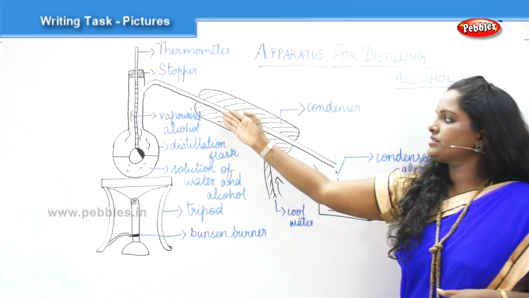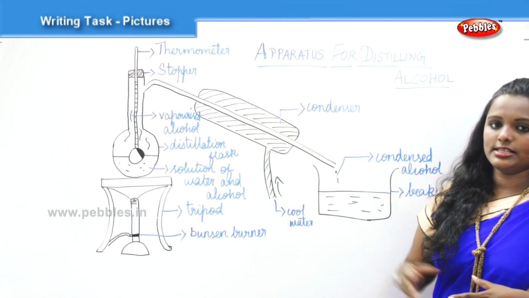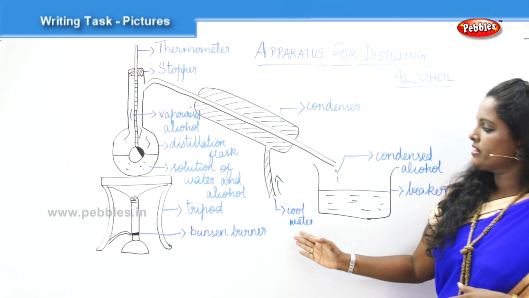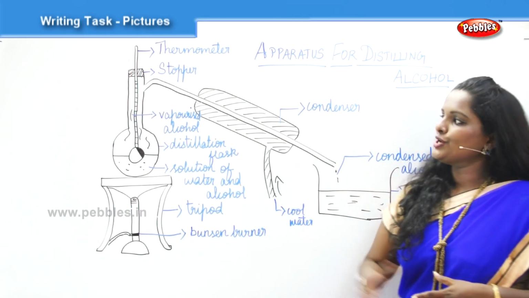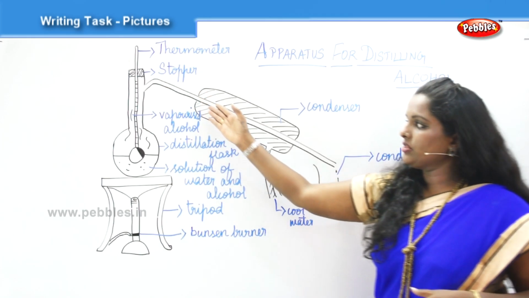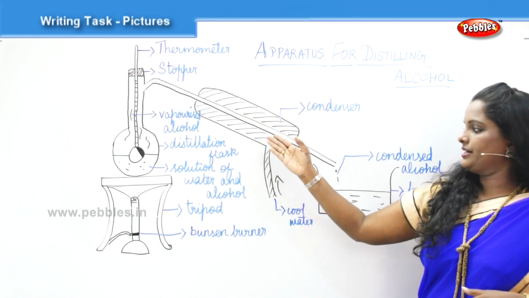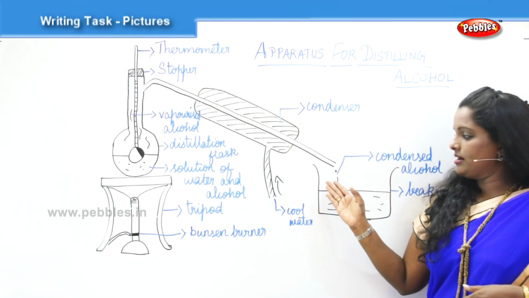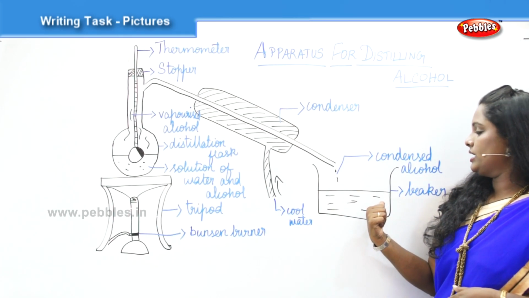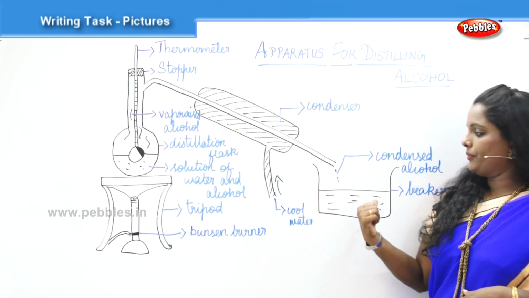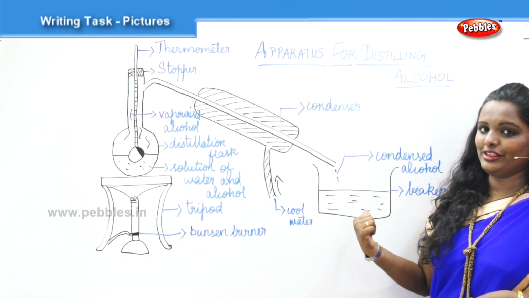And as it moves, it goes past the condenser. Now this condenser continuously keeps getting cool water. So when the vapors pass through this condenser, it reaches the beaker and alcohol is collected there. Pure alcohol is collected here in the beaker.